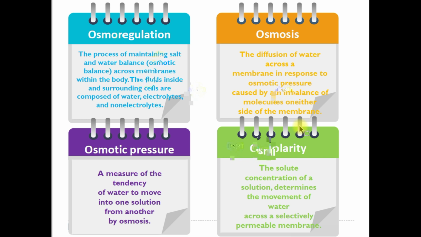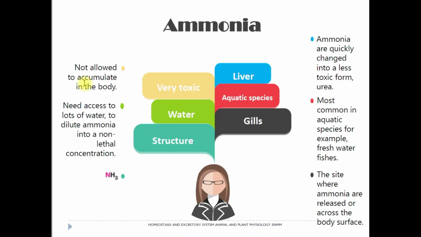So little bit on description for ammonia. So ammonia very toxic. Okay, need access to lots of water to dilute ammonia supaya dia turun kepada non-lethal concentration. So quickly change into a less toxic form of urea. For example, melibatkan ikan, okay, freshwater fishes, and ammonia release all across the body surface. Ini tempat dia dikeluarkan. Okay, NH3. And then this one can be transported in circulatory system and store safely at high concentration urea.